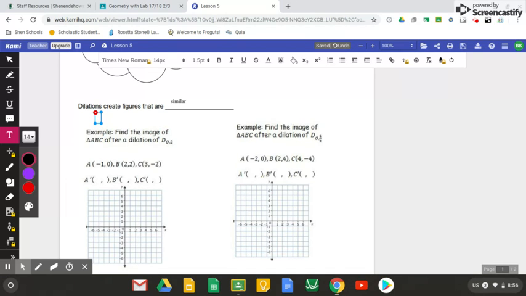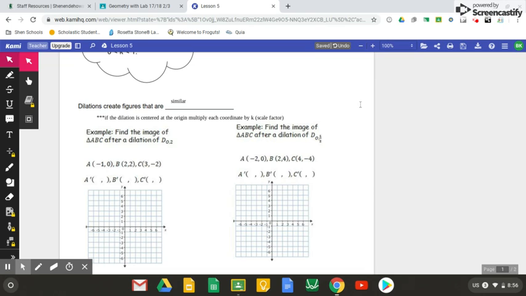So here we go. Put a little star here. If the dilation is centered at the origin, multiply each coordinate by K, the scale factor. So on the dilations that we're going to work on tonight, all you have to do is take your scale factor and multiply each point by that scale factor.